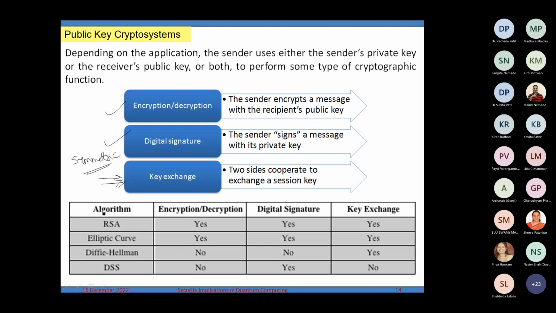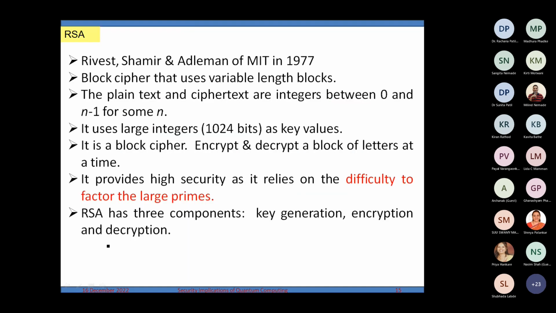So what are the various algorithms for public key crypto systems we have? We have RSA, we have elliptic curve, we have Diffie-Hellman, we have digital signature scheme. These are all various public key encryption algorithms that are currently available. Now, as I said, we will focus on one particular public key encryption algorithm, which is RSA, because our quantum algorithm, which is Shor algorithm, is trying to break this particular RSA algorithm. So let us see what is RSA.